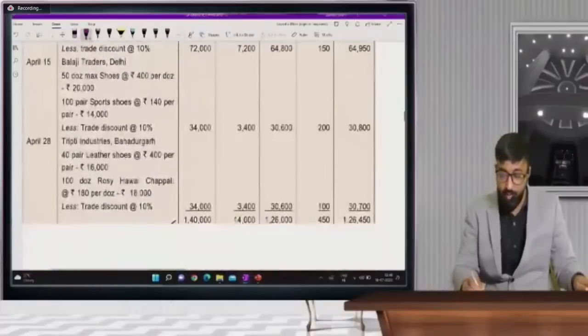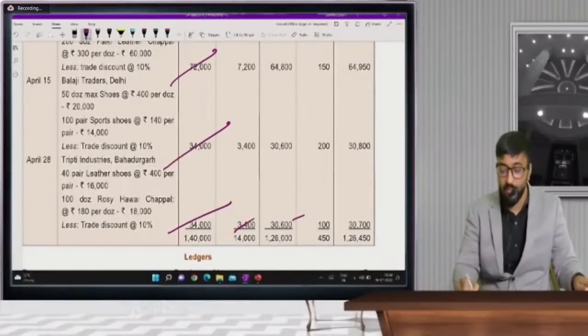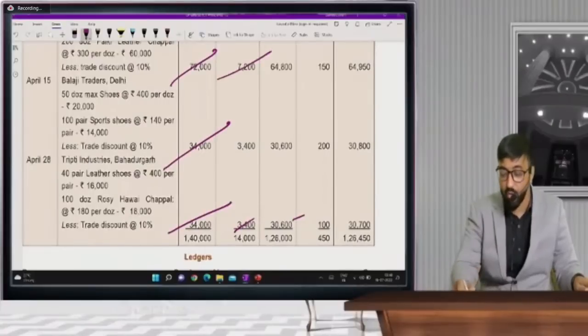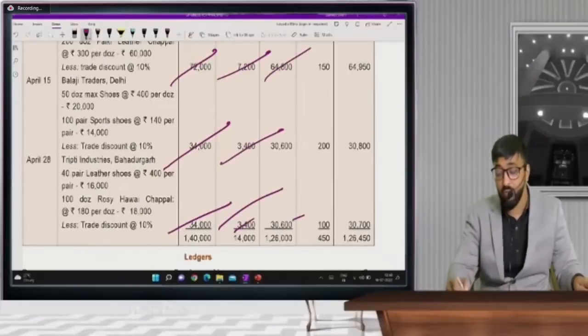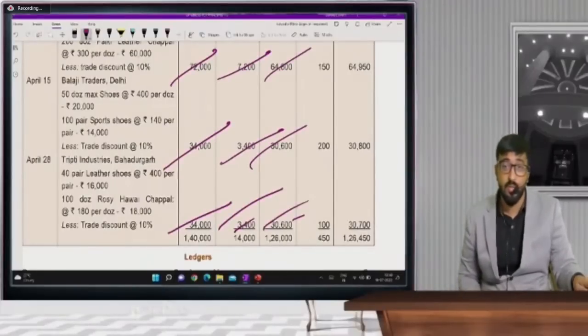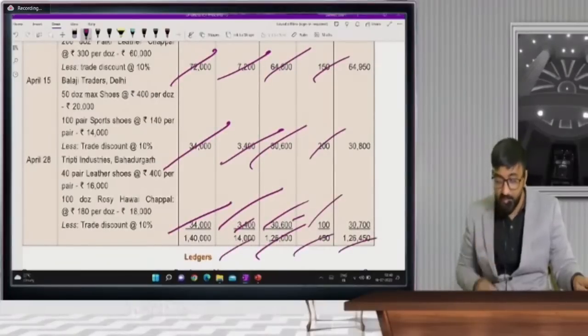Now, yes, correct. You will take a total of gross amount: 72, 34 plus 34. You will take a total of 7,200, 3,400, 3,400, sir. You will take a total of net amount also, sir. Then you will take a total of freight also. This is 1,26,450.